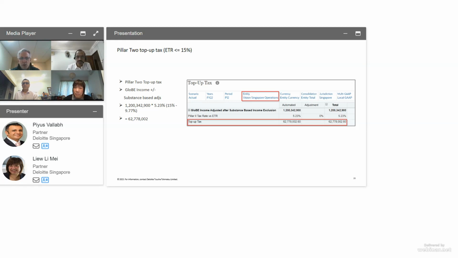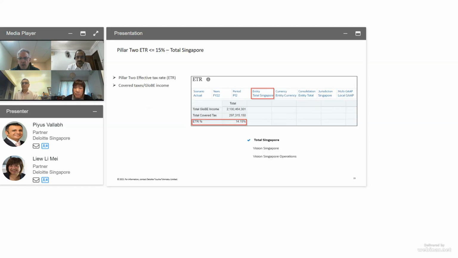So let's go on to the next slide. Okay, so now we want to aggregate all the companies in Singapore together. And you can see that we have total Singapore. We have two entities, Vision Singapore and Vision Singapore Operations. The effective tax rate for the combined aggregated entities is 14.15%. And let's go to the next slide.